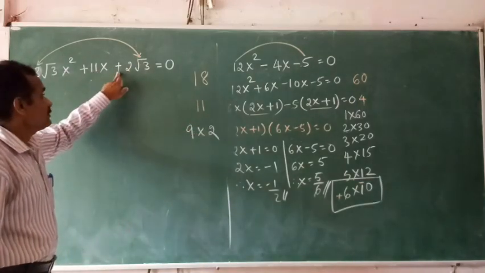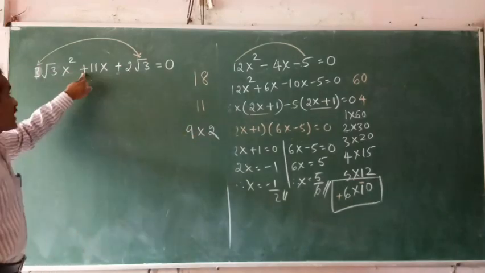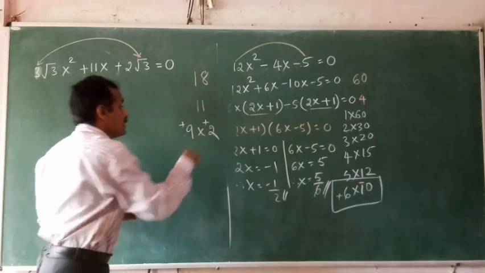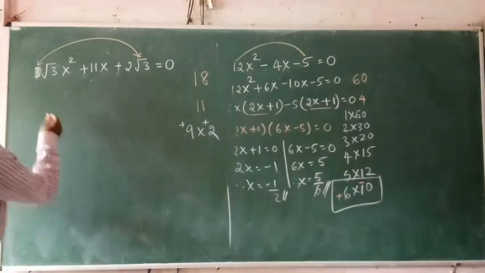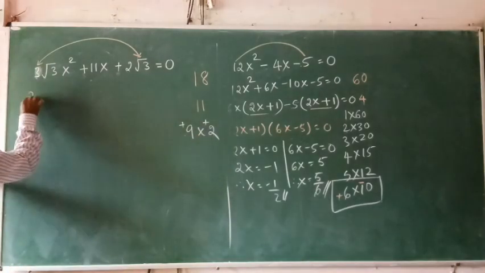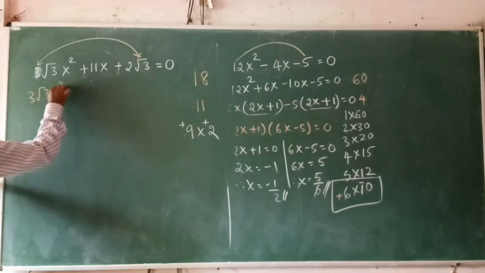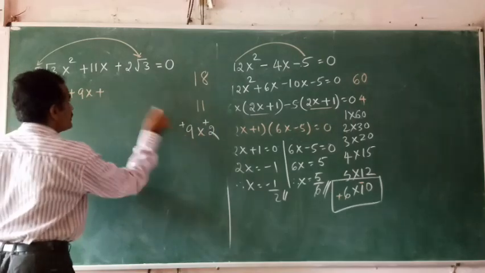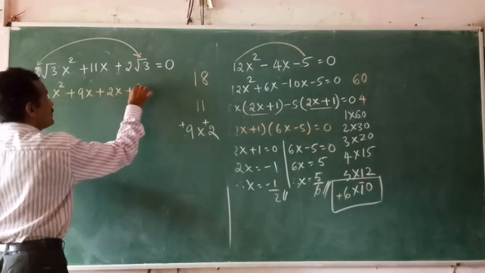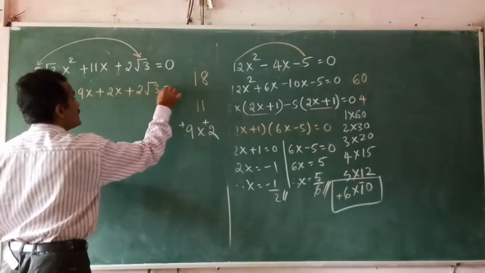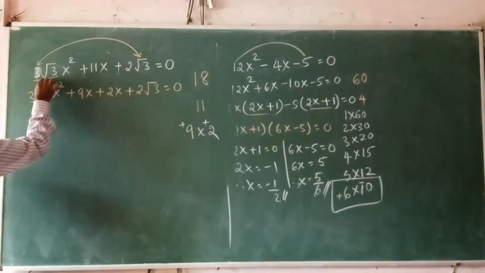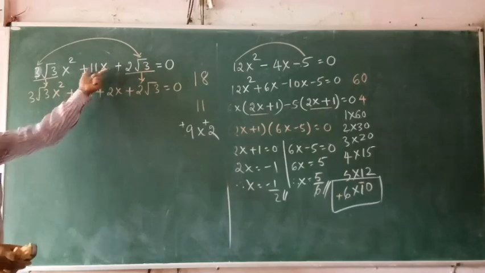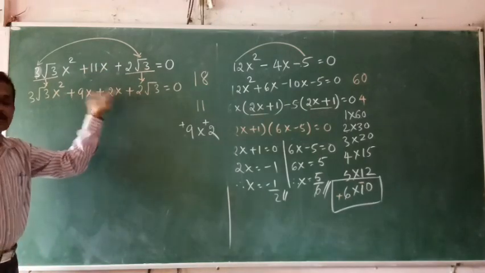This is adding. See this sign. Since it is positive, both must be plus plus. Come on, I will start. See the way of writing. 3 root 3 x square plus 9x plus 2x plus 2 root 3 is equal to 0. First term as it is, last term as it is. Only 11x I will split into 9x plus 2x.